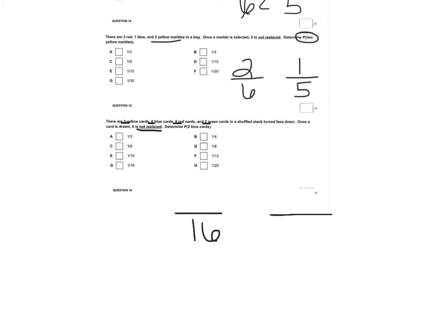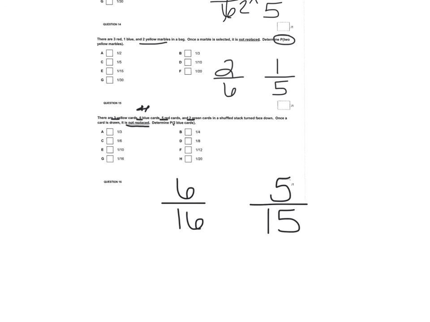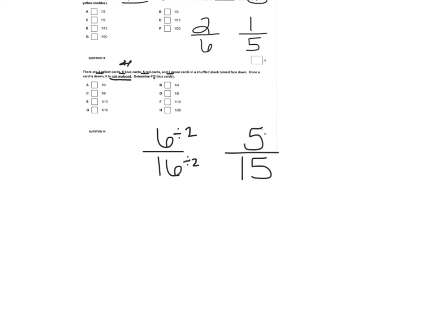So again, if we want 2 cards, the next time I draw a card, it's going to be 1 less because I didn't put that card back. So the probability of 2 blue cards. So we start out with 6 cards. And if that's the card we draw and we don't put it back, then now the second time I reach in, I only have 5 blue cards. And these numbers can be reduced. Let's divide this by 2. That's the only thing I can think of right now. So 3/8. This can be divided by 5. So 1/3.